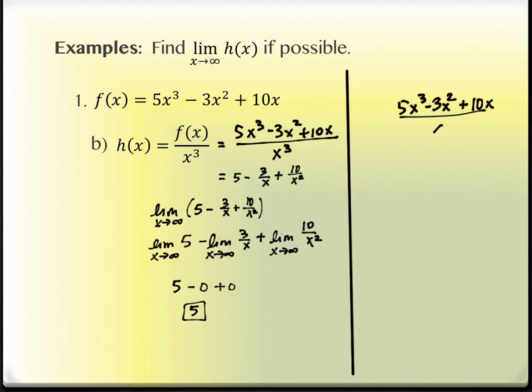And I divided by x to the 4th, and I reduced this, I would end up with 5 over x, 3 over x squared, and 10 over x cubed, right? That's what it would be if it was x to the 4th. What would each one of these limits be? 0. They'd all be 0, right? So the power in the denominator compared to the power in the numerator matters.